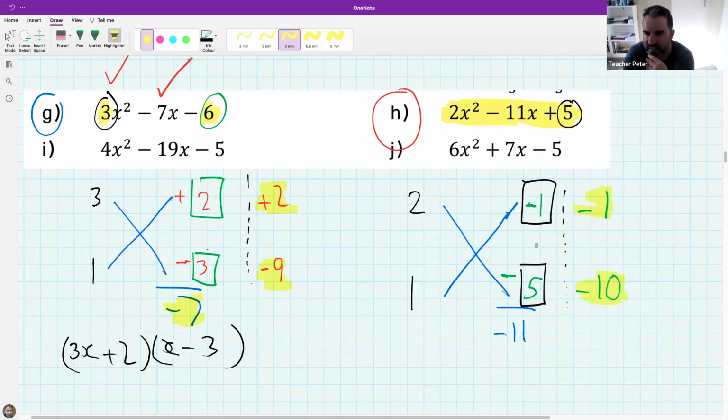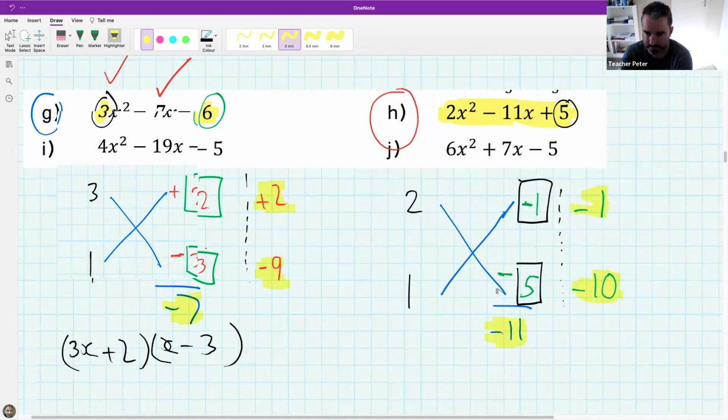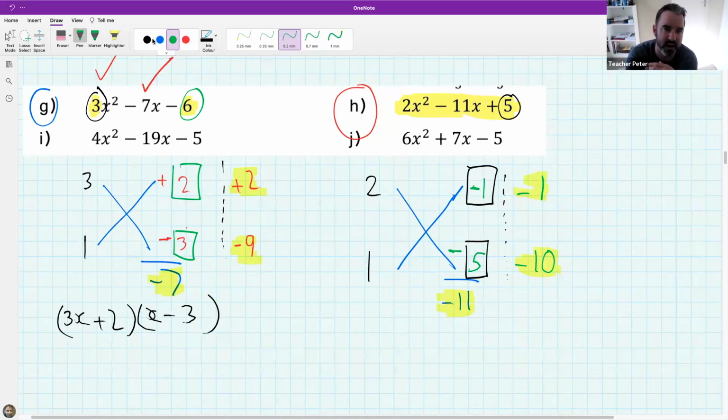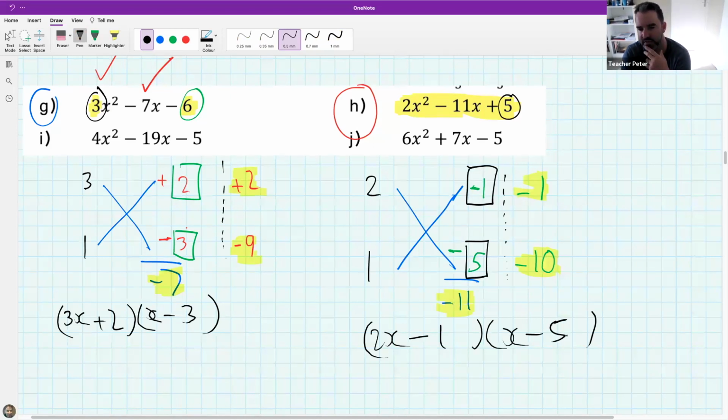Okay, so what I've had to do is I've had to say 2 times minus 5 is minus 10, 1 times minus 1 is minus 1, and the minus 1 and the minus 10, they are balancing to that. But I still have to write it out. So what is that written out as? Well, I know I'm going to have 2 brackets, and then I'm going to have 2x minus 1, and I'm going to have x minus 5.